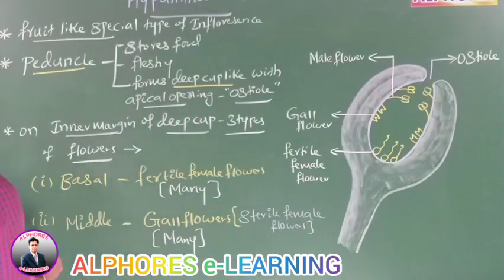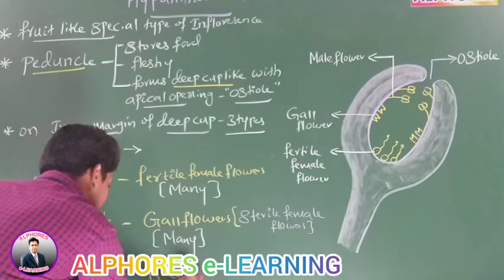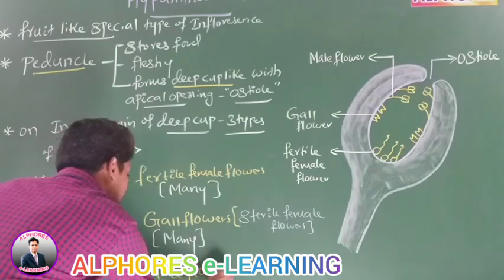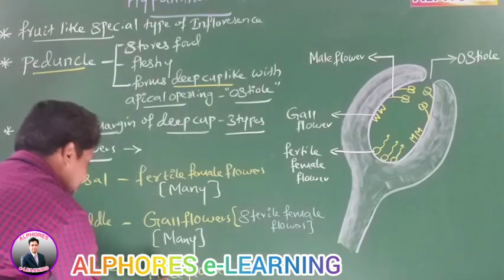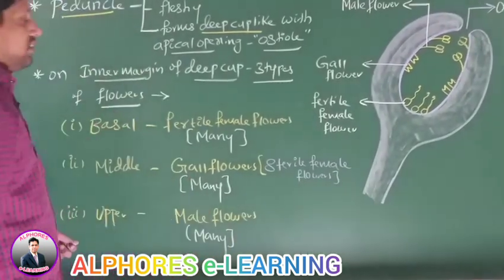Okay, right. Next, number three, third type. What are they? Upper. Upper which flowers are present? Upper male flowers are present. How many male flowers are there? Many male flowers are present.